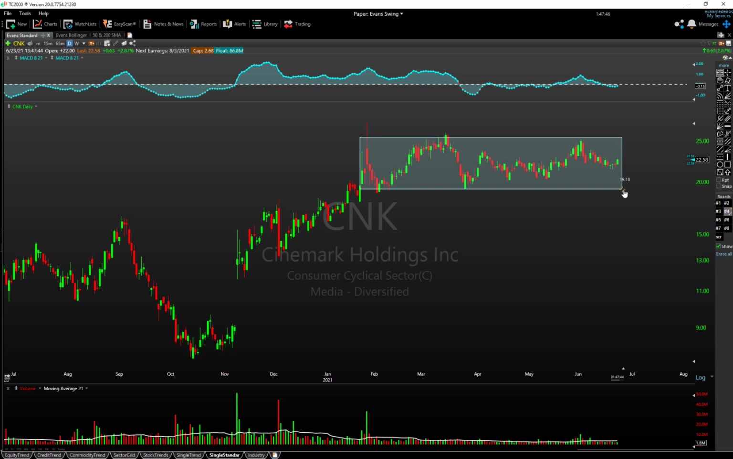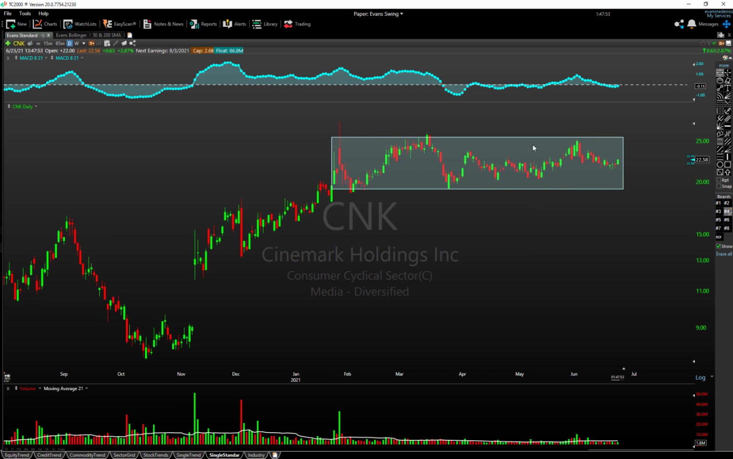We don't try and predict necessarily which way this is going to go. This just helps us build a watch list and know the levels where we would want to potentially transact at. And that's why we look at these types of consolidations. That's why this scan is useful.